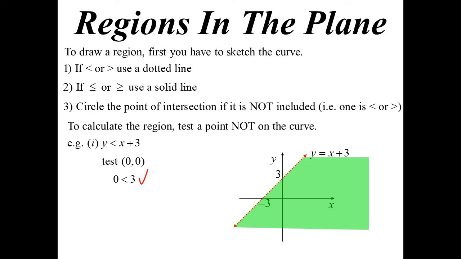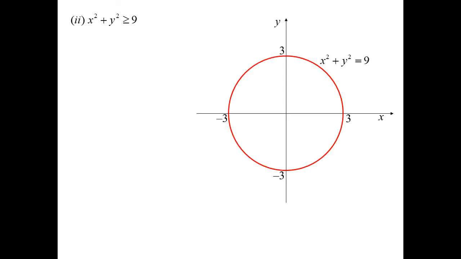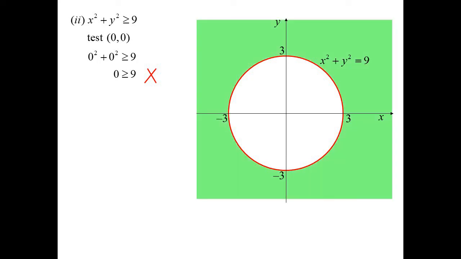Of course, we don't have to have lines. x squared plus y squared greater than or equal to 9, in this case. We recognise that to be our circle. So there it is, draw in our circle. We have again broken up the number plane into two regions, inside the circle and outside the circle. Where are we? Let's test 0, 0. 0 is greater than or equal to 9. True or false? False. So we're on the outside of the circle.